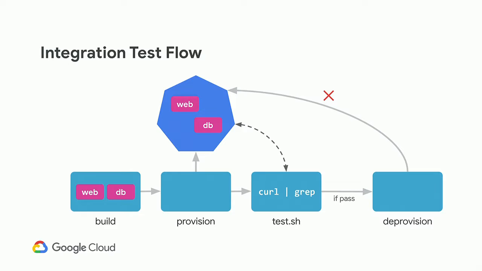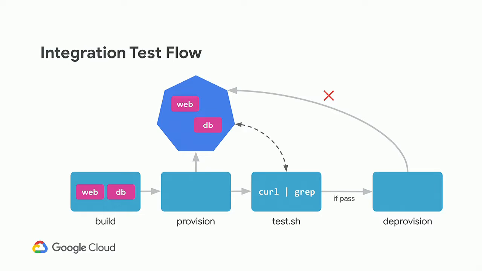We have the web and the DB. Then we're going to provision a test environment, deploy the web and the DB containers to it. So now we have a system under test there. And we're going to run a test against it. And so again, this isn't an E2E test. This is just a point-in-time test. But it does exercise both of the layers of the application.